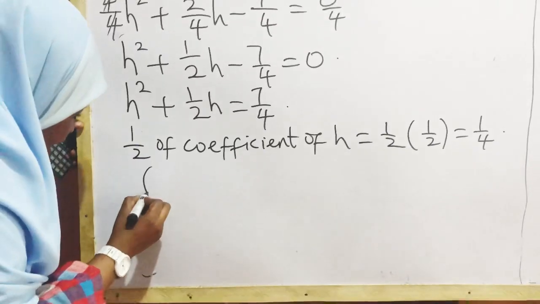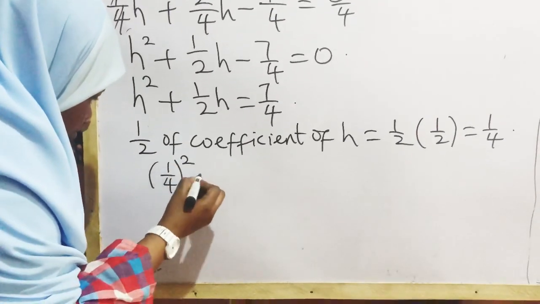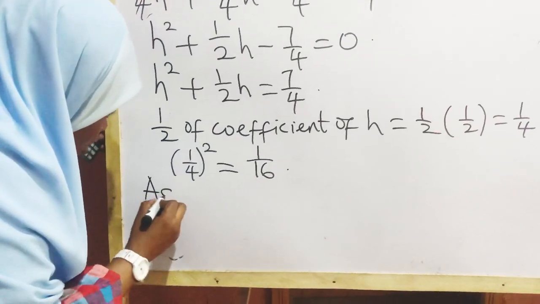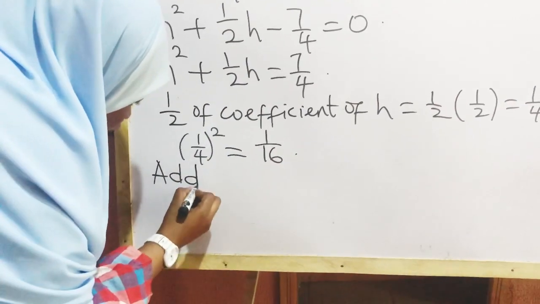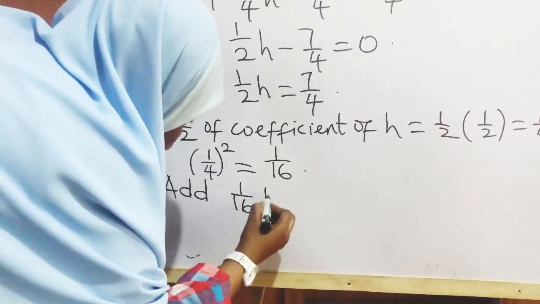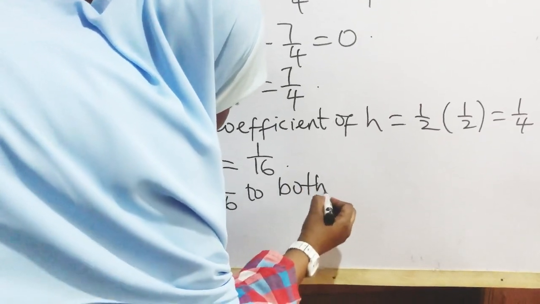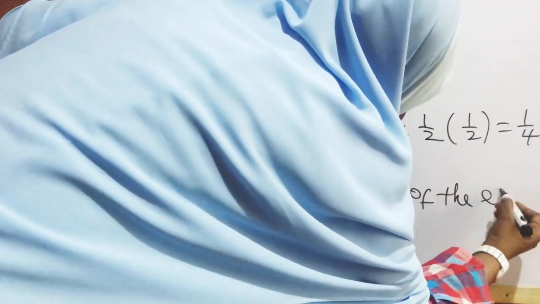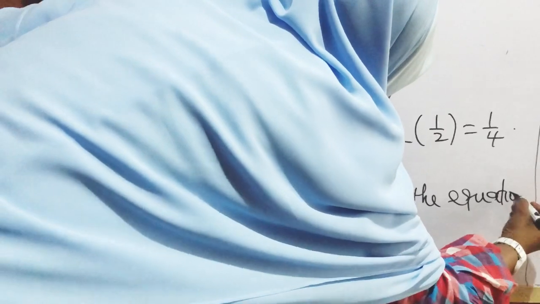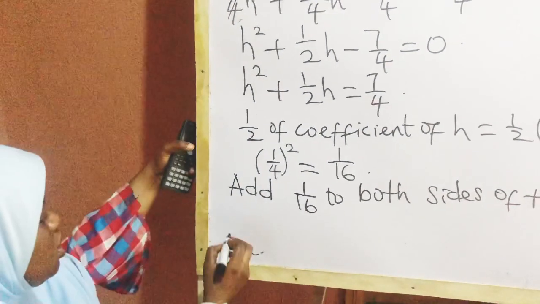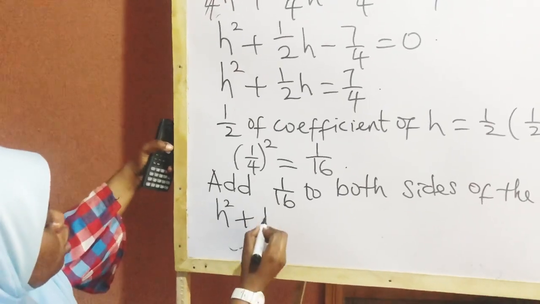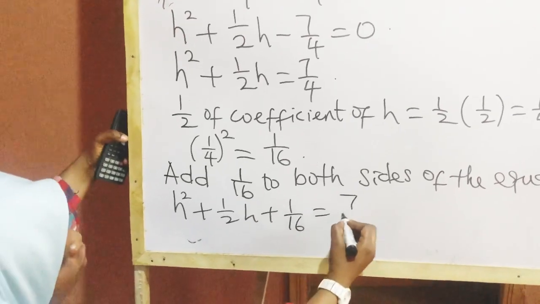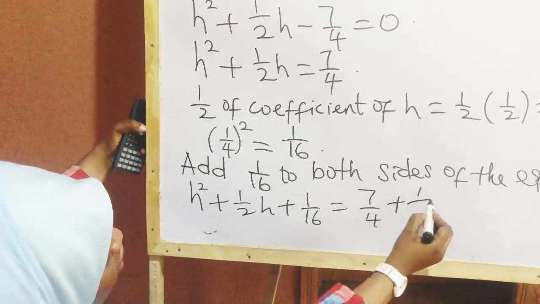So you have to square that 1 over 4, which gives 1 over 16. The next thing is that you have to add 1 over 16 to both sides of the equation. It gives h squared plus 1 over 2h plus 1 over 16 is equal to 7 over 4 plus 1 over 16.